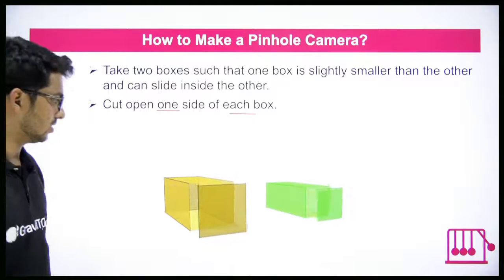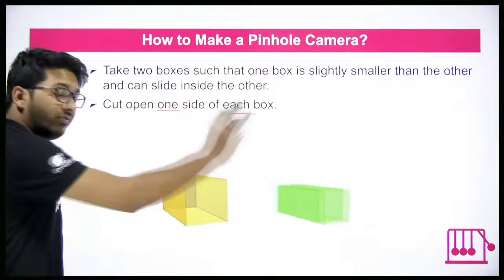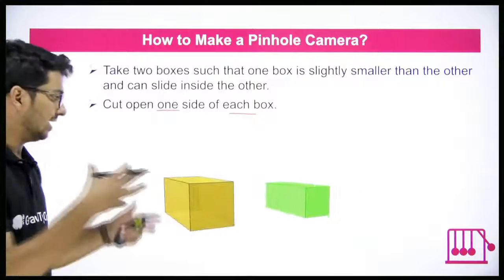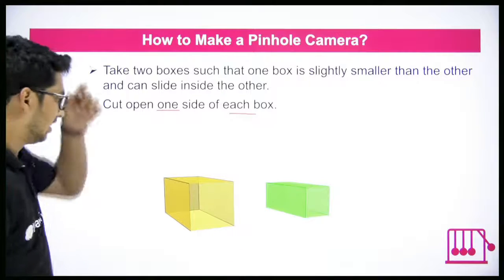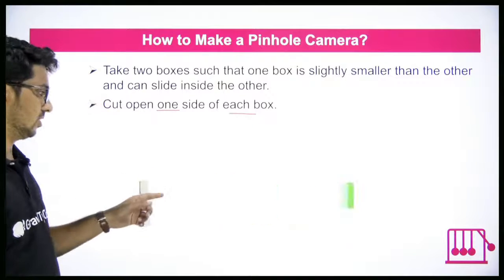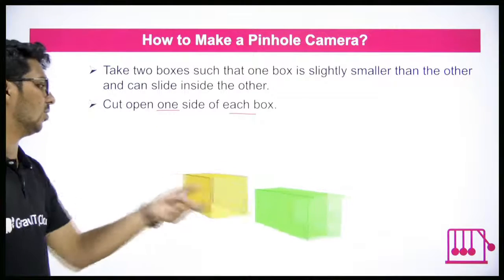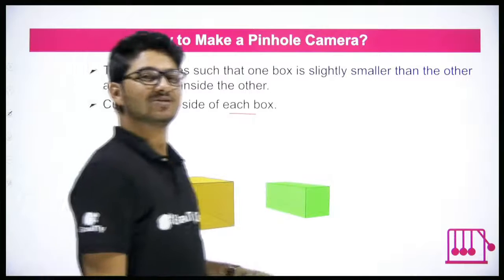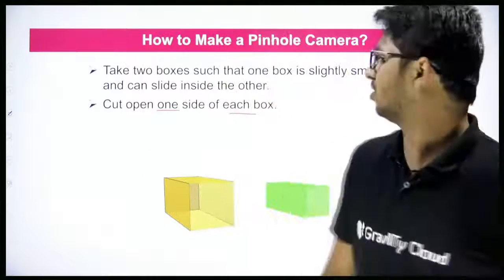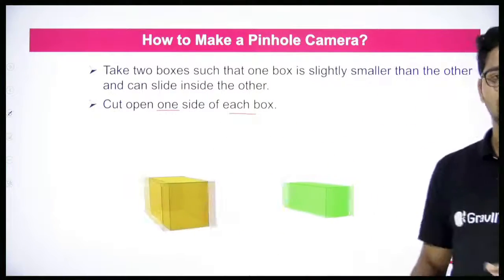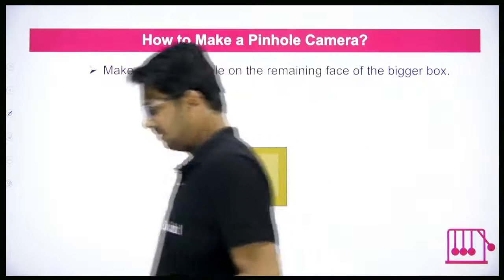We'll watch it from the beginning. See, we have taken two boxes. We are cutting one side of each box. We have cut them open and then inserting them. Watch it carefully. Two boxes, we cut one side and insert the smaller box in the larger box. So we have cut one side of each box open. Done.